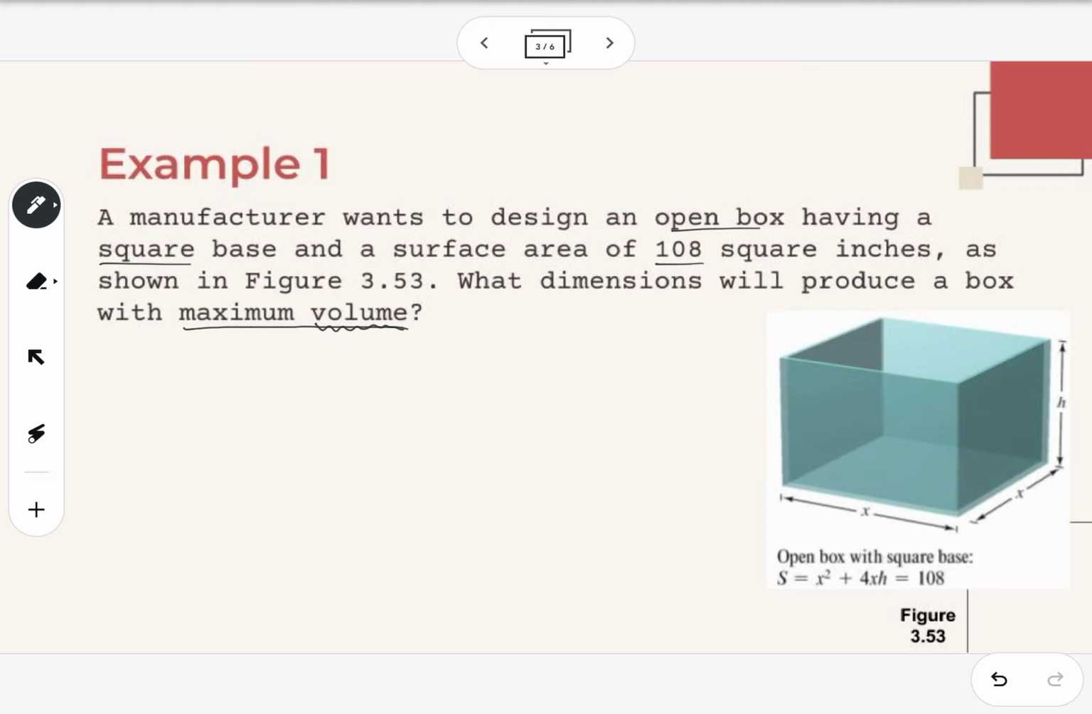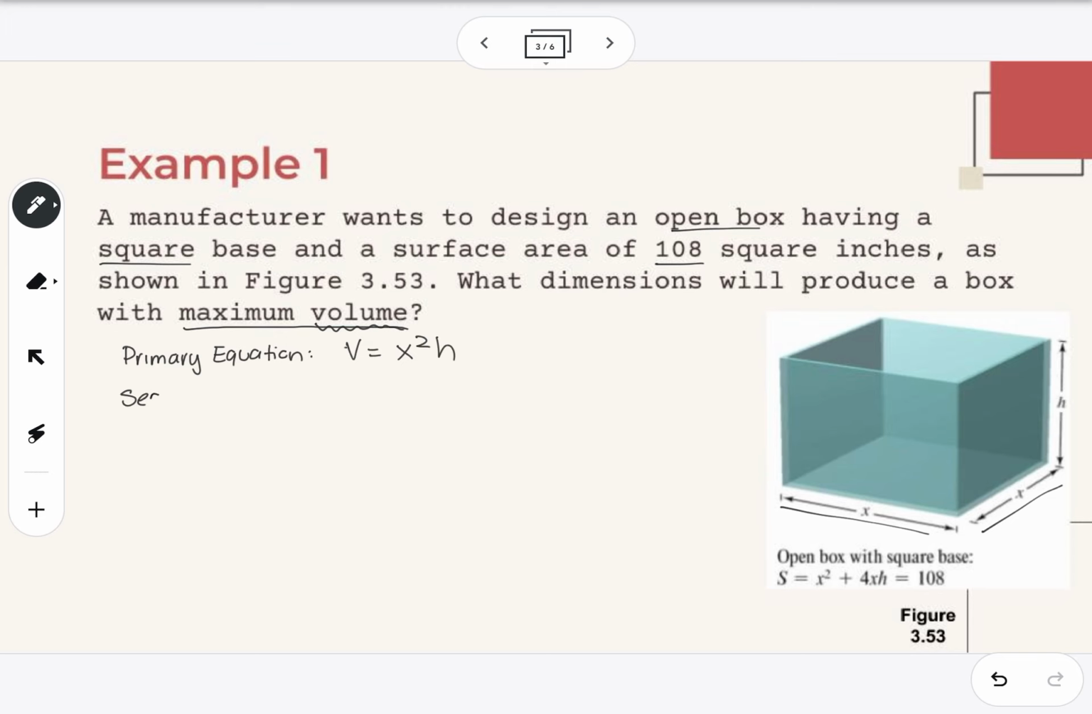When we're doing an optimization problem, we start with what's called our primary equation. And this equation is basically a formula for the quantity that I'm trying to optimize. So I need a volume formula. In this case, I'm dealing with a box, so length times width times height. My length and my width are the same, x times x, my height is h. So my volume equation for this box would be x squared times h. So that's your primary equation. Again, it's primary because it's the formula for the quantity to be optimized.